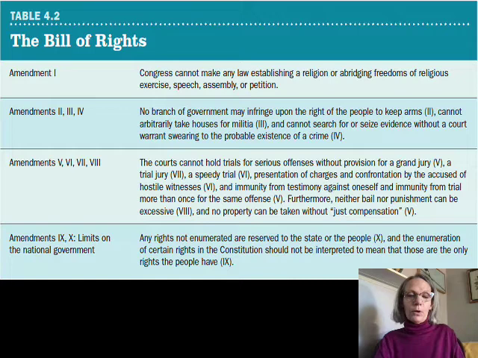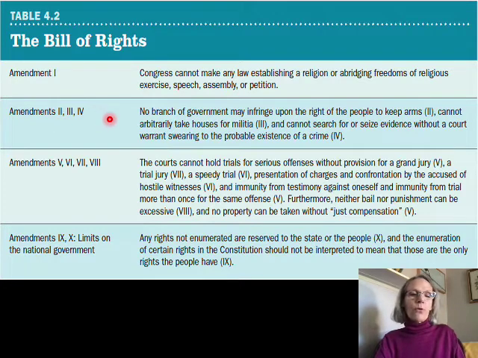So take a look at Table 4.2 in your textbook, because it provides a really nice breakdown of how to think about the different liberties in the Bill of Rights. Amendment 1, the First Amendment, is basically telling Congress that it can't do things, right? It can't establish religion, abridge your freedom of religious expression, abridge your speech, or stop you from assembling or petitioning the government for a redress of grievances. So Amendment 1 is focused on congressional power.